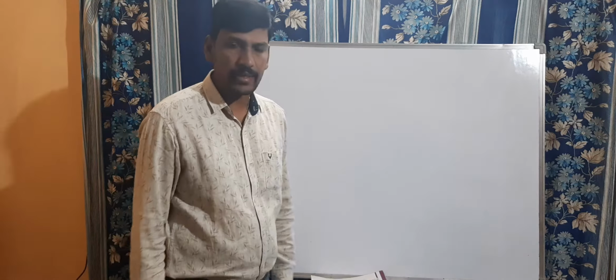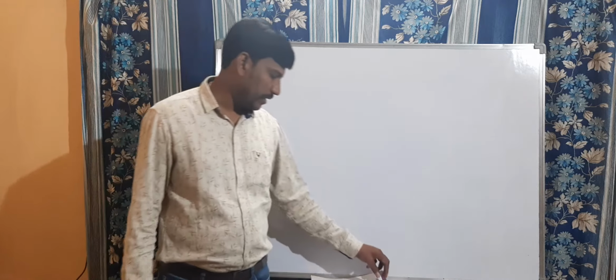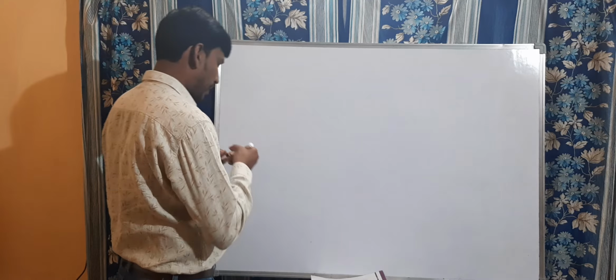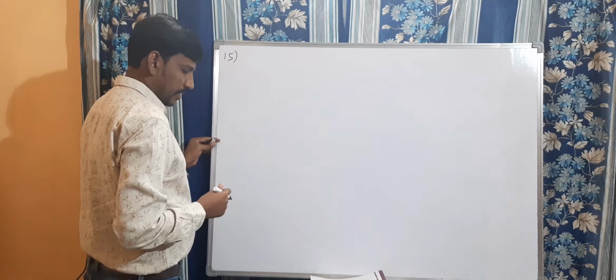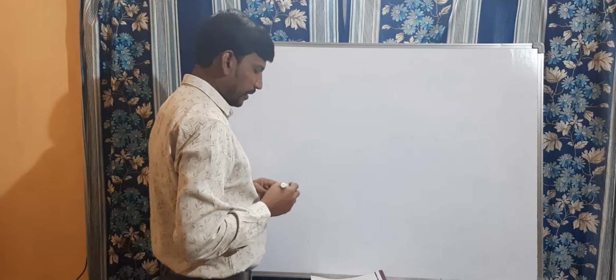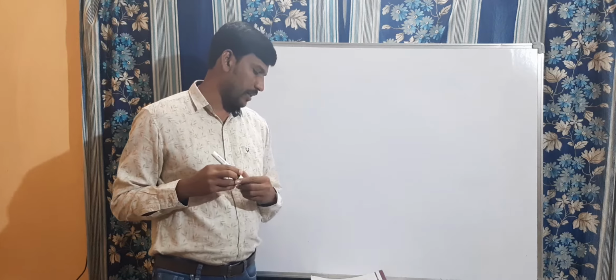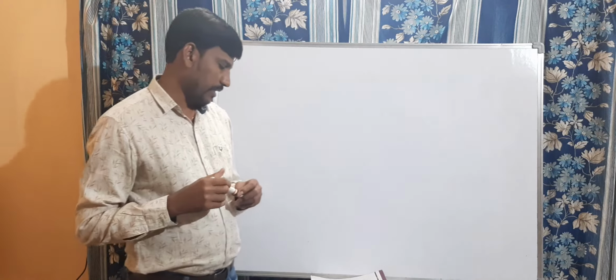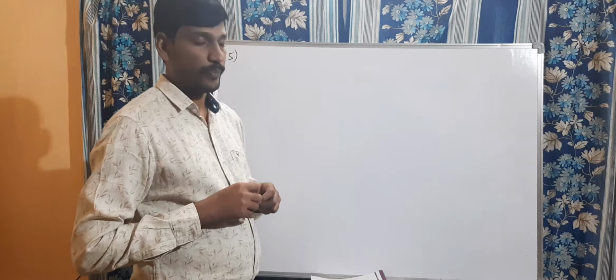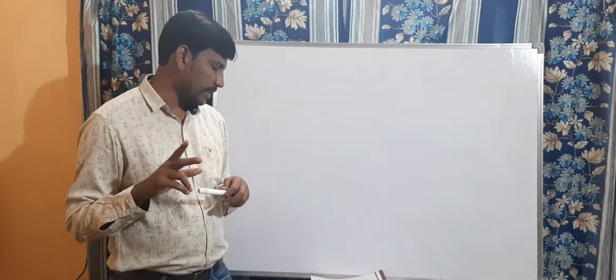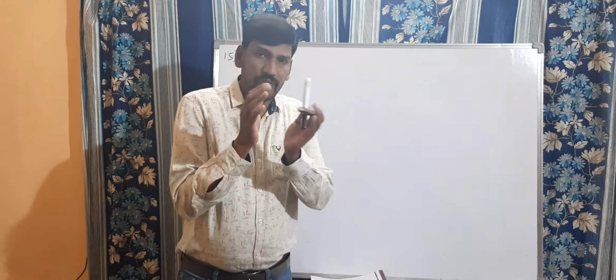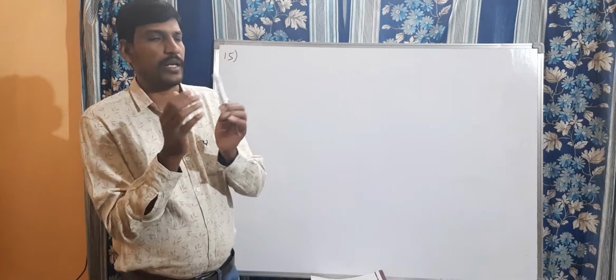Right, children, let us discuss question number 15. Right? So here they have given: find the circumference of the inner and outer circles shown in the adjoining figure. Take pi equal to 3.14. Here they have given two circles and they are asking to find the circumference of the inner circle as well as the outer circle. Okay, the diagram will be like this.